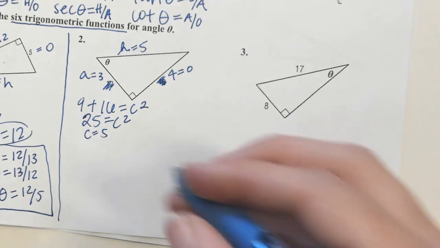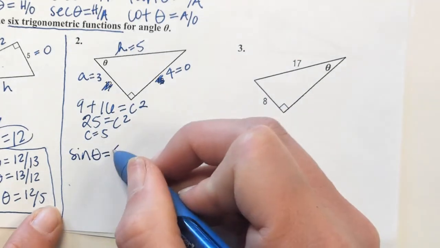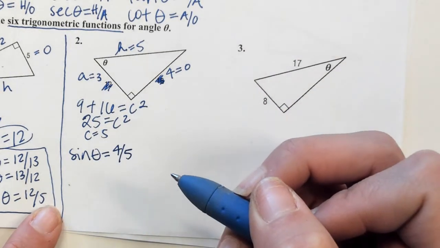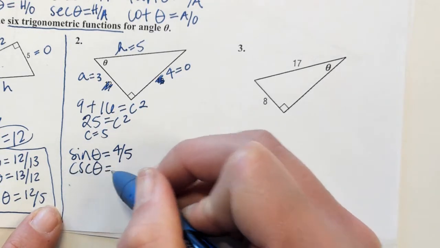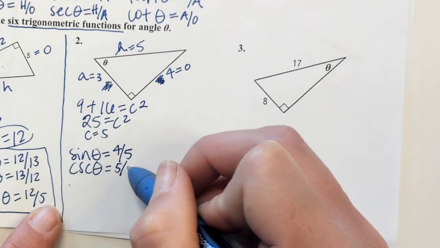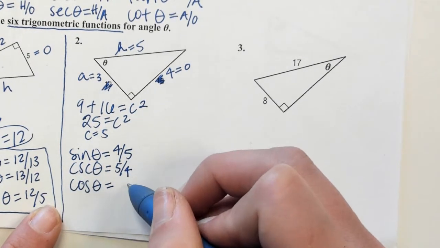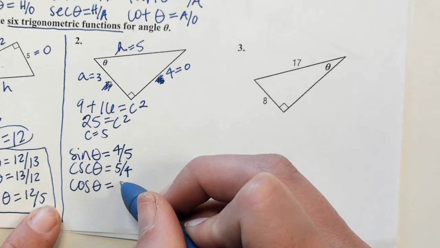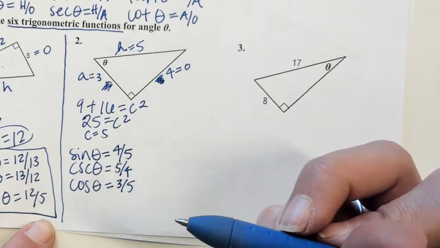Alright, so Caleb, tell me sine theta. What's that going to be? 4/5. Very good. Alright, Toby, what goes with sine? And what's that going to be? 5/4. Good. Bryant, tell me what cosine is. Adjacent over hypotenuse. Good. So in this case, 3/5. Very good. Plunkett, what goes with cosine?